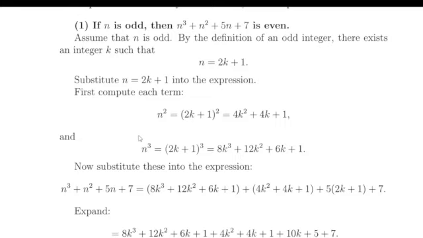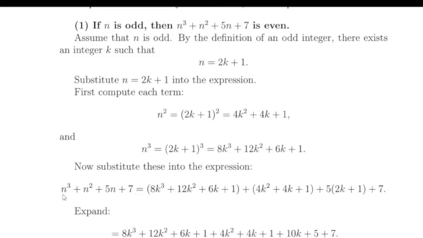Because n is odd, we can write it as 2k plus 1, where k is some integer. And we're going to substitute n equals 2k plus 1 into this expression. So n squared becomes 4k squared plus 4k plus 1. N cubed is 8k cubed plus 12k squared plus 6k plus 1.